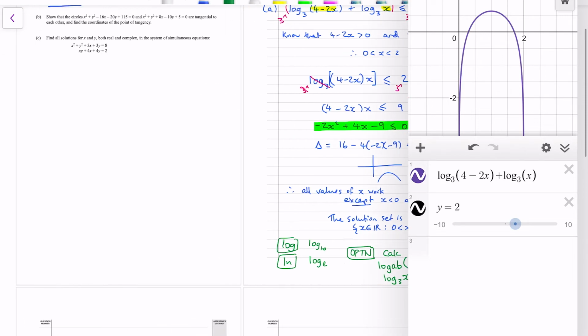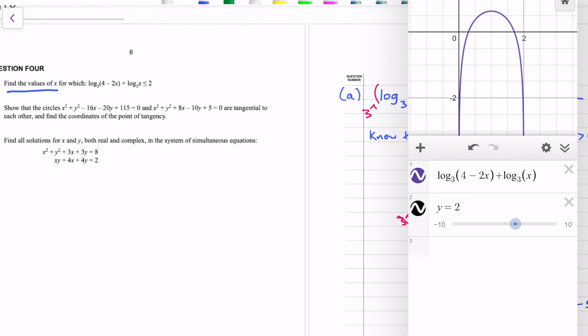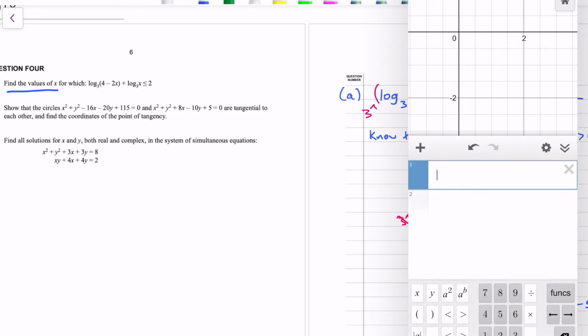Okay, second question. Show that the circles x squared plus y squared, blah, blah, blah, and the other one are tangential to each other. I'm just going to straight away look at a graph of this, because it's going to help us solve the problem really nicely. We'll look at two ways of solving this though.